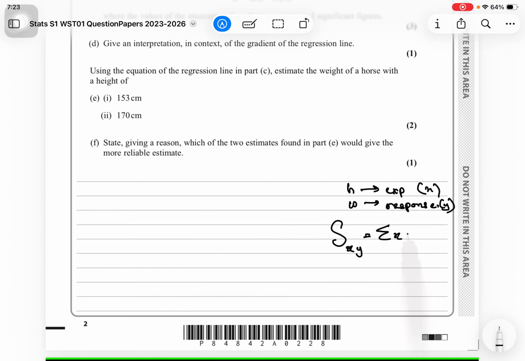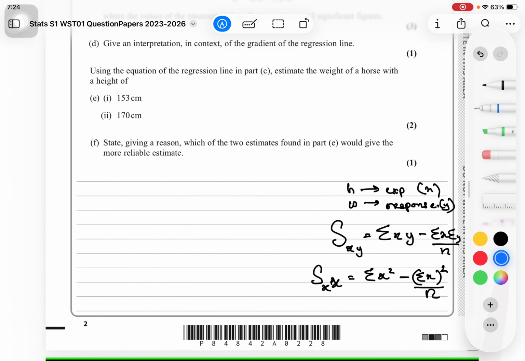Sxy is sigma xy minus sigma x sigma y divided by n. And also if you have a single variable, Sxx, it will be sigma x squared minus sigma x whole thing squared, because it's coming twice, divided by n. Okay, with that information we can start our SHW.